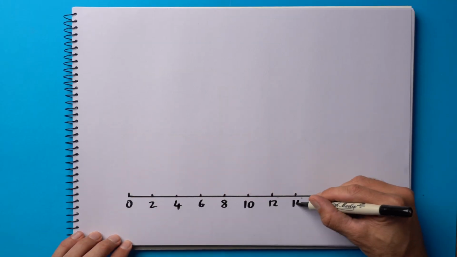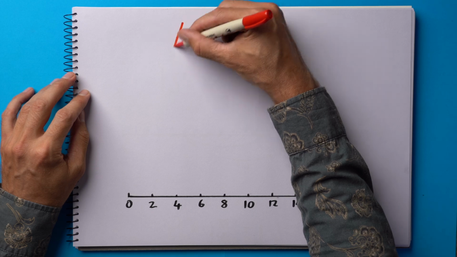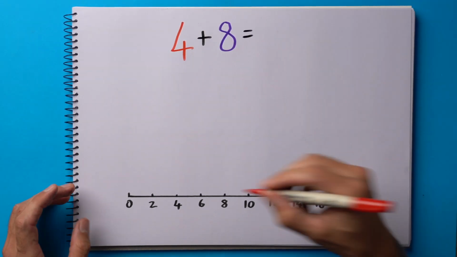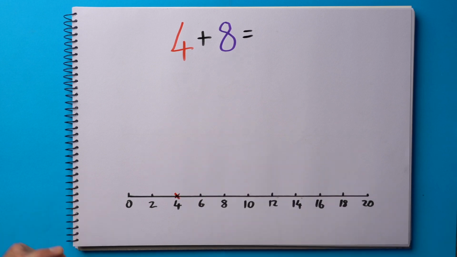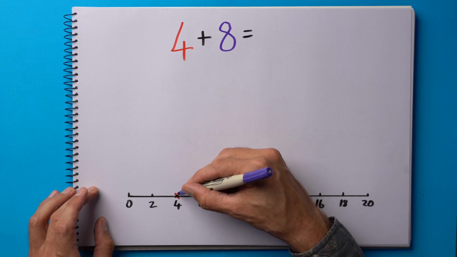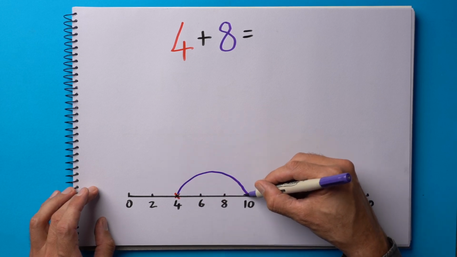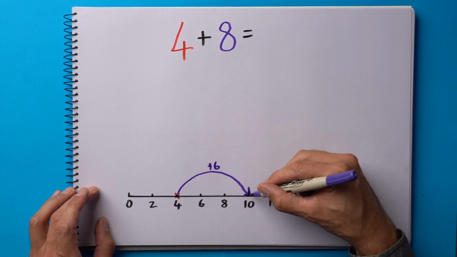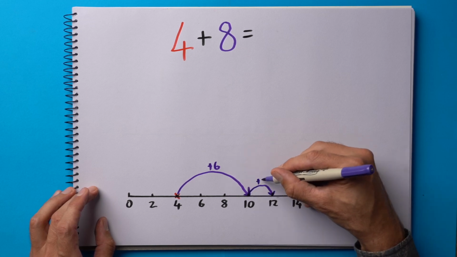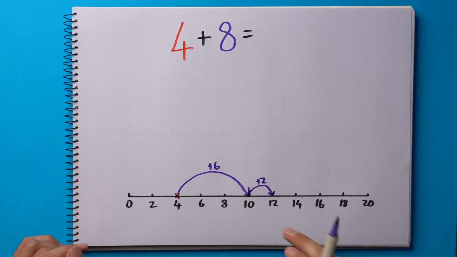Let's have a look at one last example. In this example, the problem we're going to solve is 4 plus 8. So I'll have 4 plus 8 equals. First step, find the number 4. That's our starting point. And we're going to break our 8 into the two parts. We need 6 more to get to 10. And the other part of the 8 would be 2. Which will give us an answer of 12.